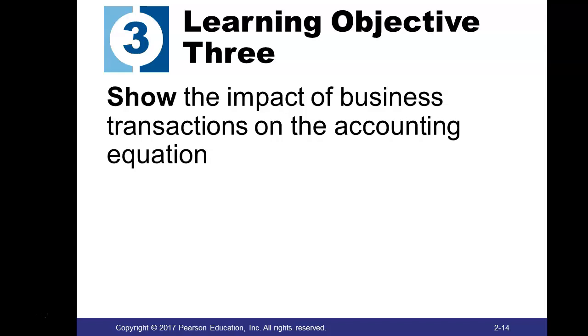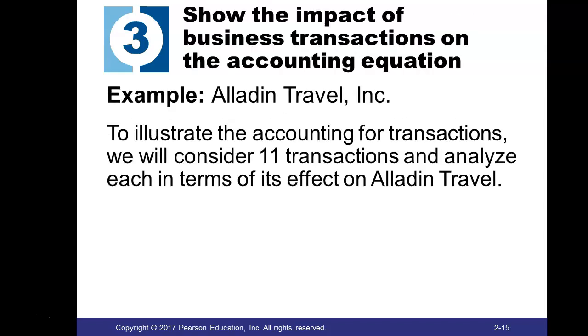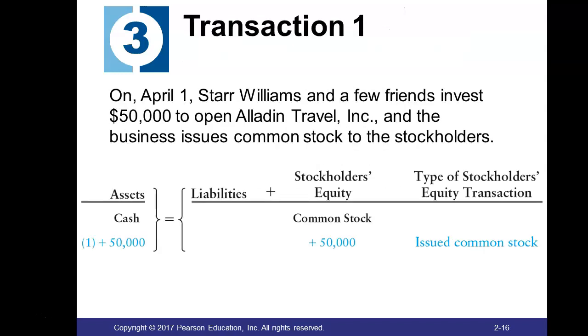Okay, so now we know that we have to record those transactions. We talked about the transaction. Now let's show the impact of those transactions within the accounting equation. So Alladin Travel, we have some transactions, and we're going to go over really how these transactions are going to be categorized in terms of the accounting equation. So we have on April the 1st, Star Williams and a few friends invest $50,000 in Alladin Capital, and the business issues common stock. What's happening here is that you'll see that there are two things happening.